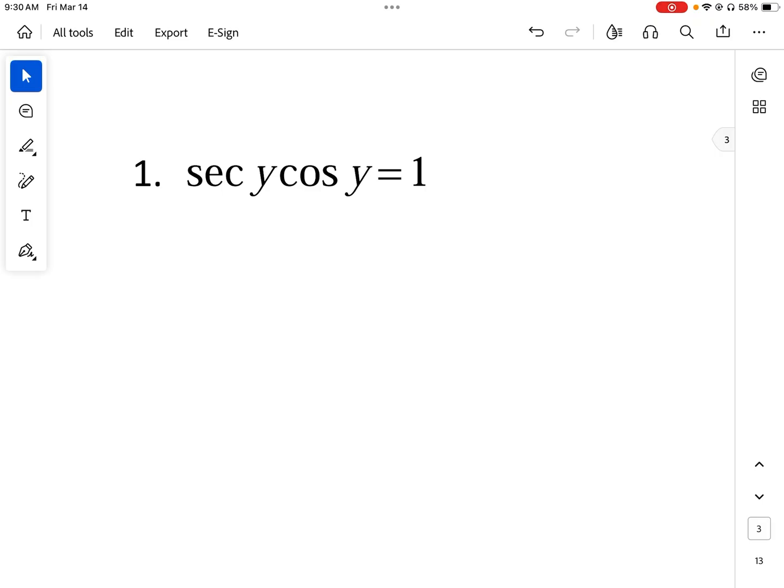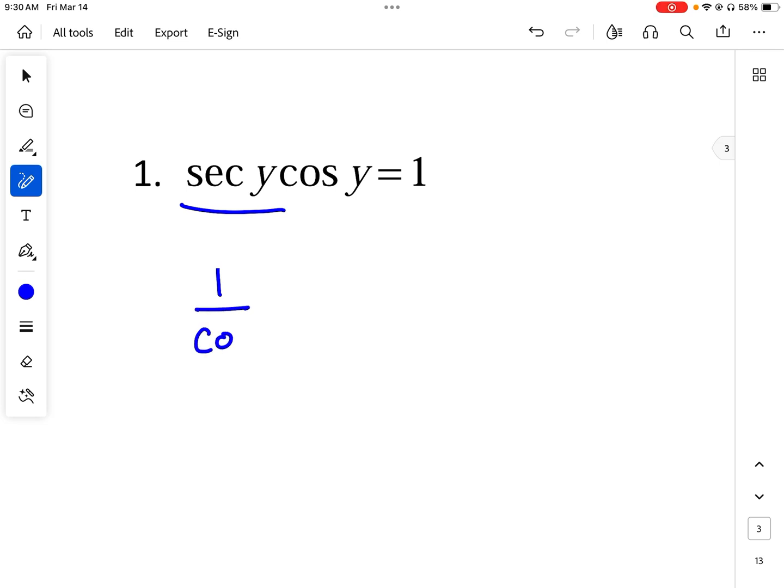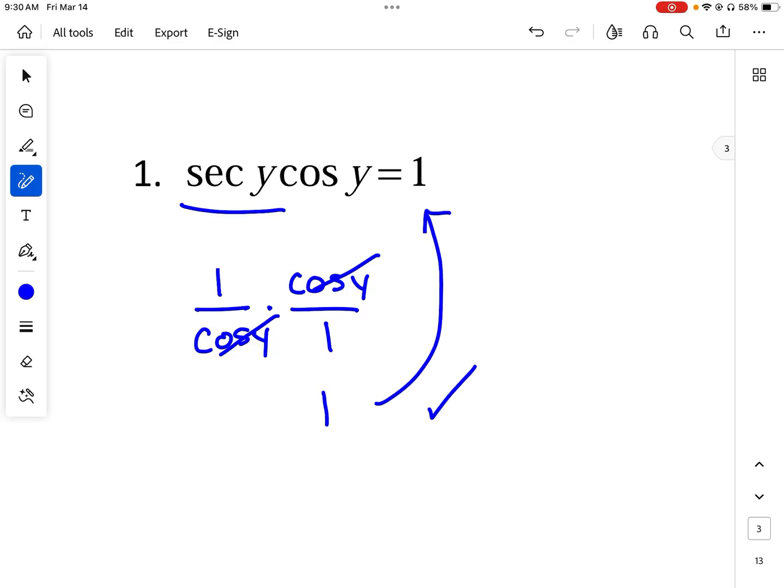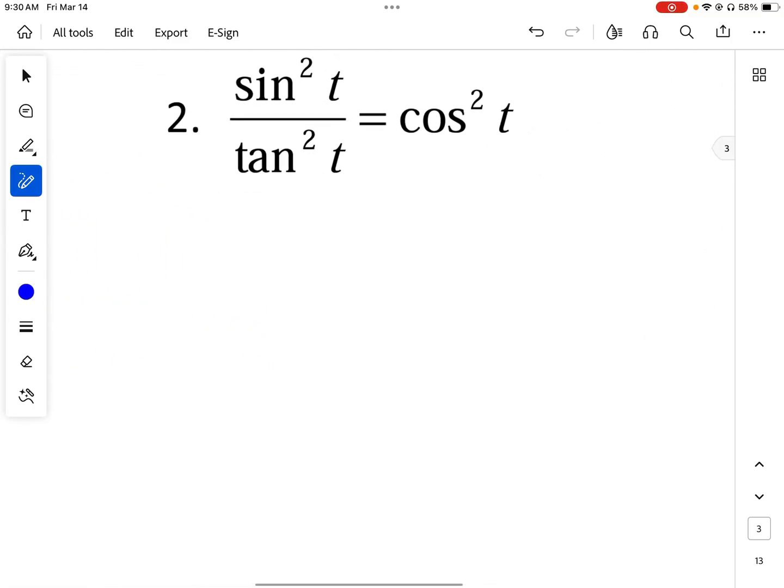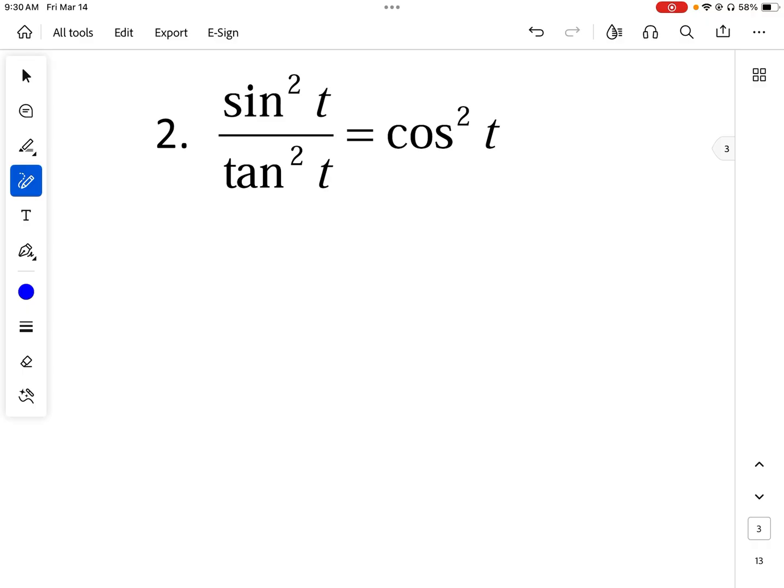So let's look at this first one. Secant y cosine y equals 1. So look at your formula chart. Secant y can be simplified as 1 over cosine y. And then we'll keep cosine y, which is over 1. So you're multiplying, so these simplify out, and so we get equals 1, which is what we want. So we were able to get that one. Okay, let's look at the next one.